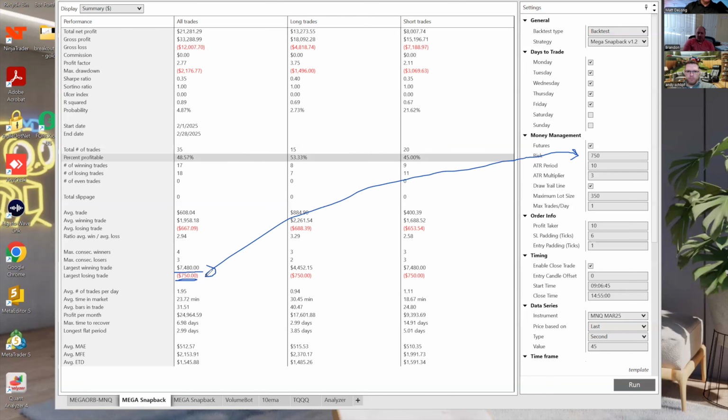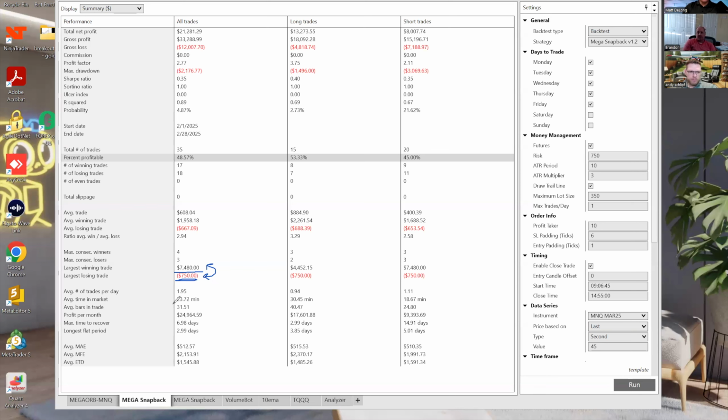Now, if these numbers were reversed, where our biggest loser was 7,500 and our biggest winner was 750, that would tip you off, right? Does that make sense? That's one of the things I always look at: what is the biggest winner, biggest loser? If those numbers are reversed, where I'm risking 1,800 to make 80, that should tip you off, right?